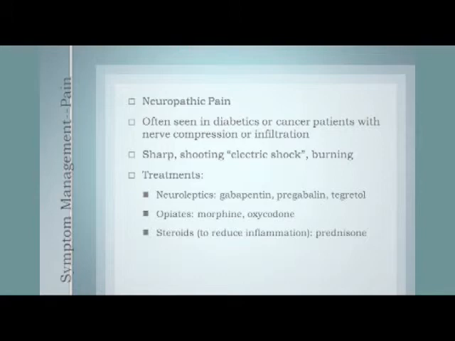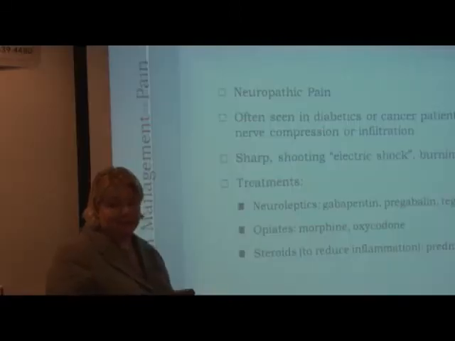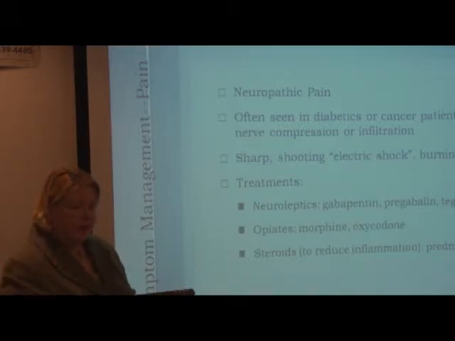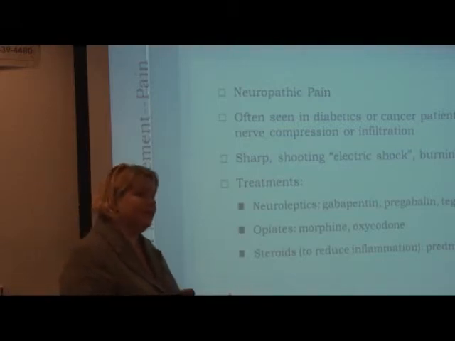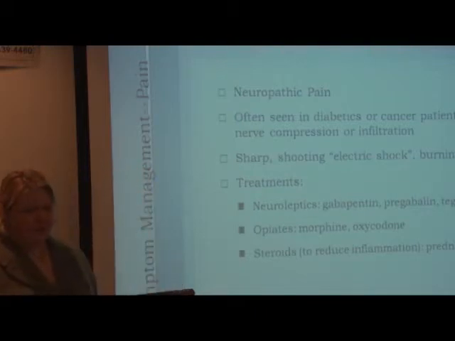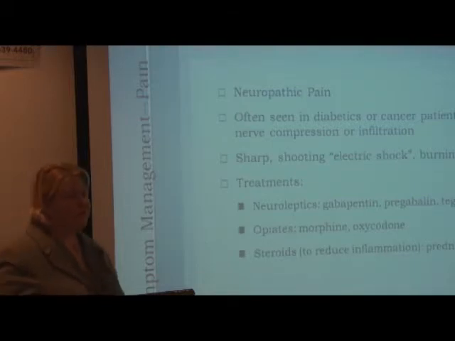And you can use different medications for this. It does also respond to opiates, but neuroleptics like gabapentin and pregabalin can help a lot with neuropathic pain, and also steroids to decrease inflammation in nerves if that's an issue. Steroids also can be fairly helpful in bone pain as well. I forgot to put that on the slide.